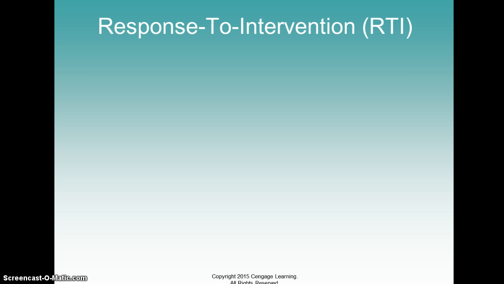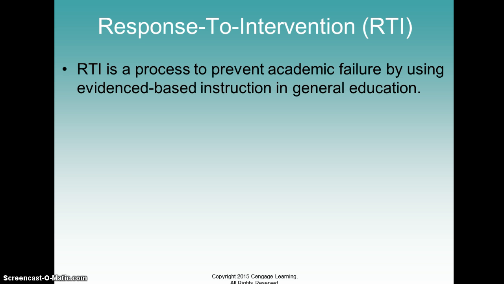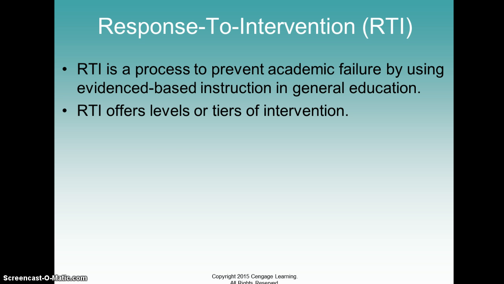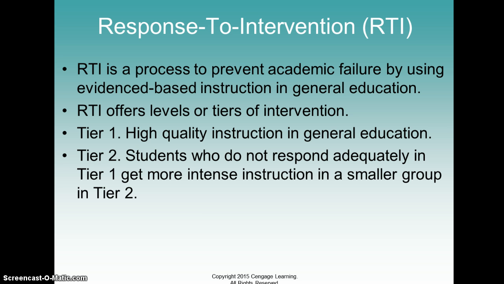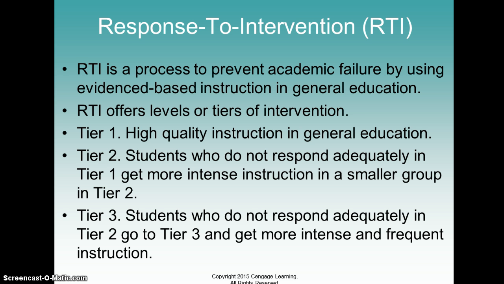So here's how response to intervention is used. It's a process to prevent academic failure by using evidence-based instruction in general ed. We have levels or tiers of intervention. Mississippi uses a 3-tier model. Tier 1 is high quality instruction in general ed. It's just differentiating instruction. Tier 2 is for students who don't respond adequately to Tier 1. So they get more intense instruction in a smaller group a couple of times a week. And then Tier 3 is for children who do not respond adequately in Tier 2. They get more intense, frequent, individualized interventions.